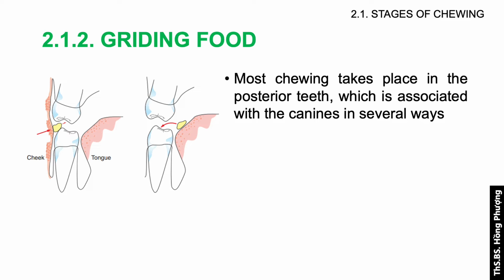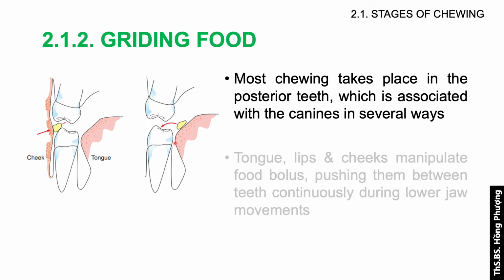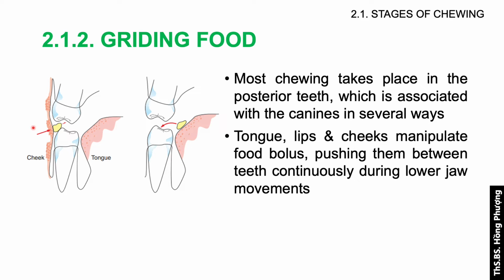Most chewing processes occur in the posterior teeth, which is associated with canines in several ways. The tongue, lips, and cheeks manipulate food boluses, pushing them between the teeth continuously during lower jaw movement.